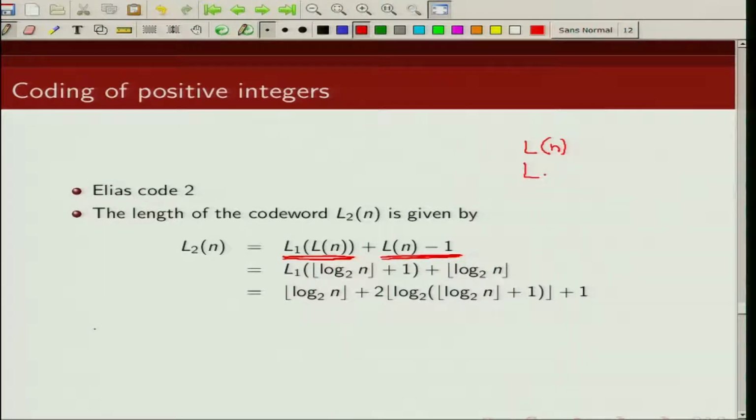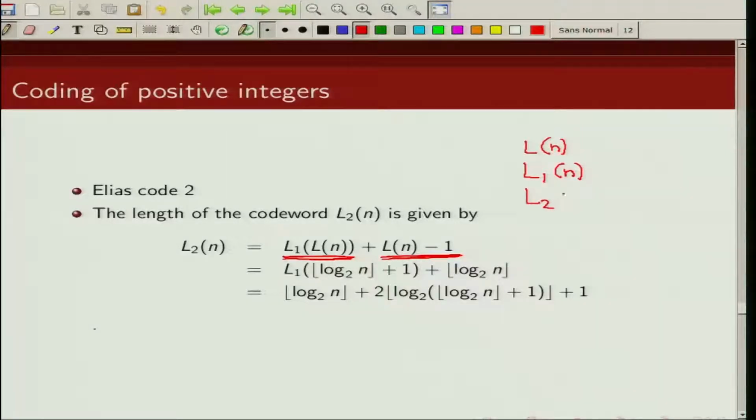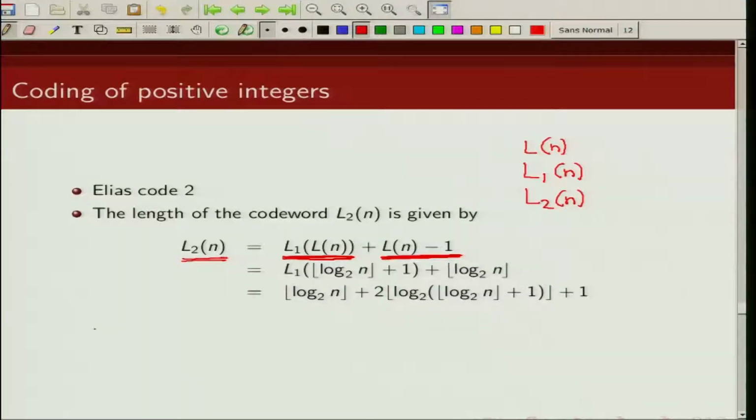I am using this notation L1 n to denote the length of the code word which has been encoded using Elias code 1, and I am using this notation L2 n to denote the length of the code word which is encoded using Elias code 2. So the length of the code word for Elias code 2 is, the first part is Elias code 1 of length l n, and the second part is the binary representation of the number with leading 1 removed. So its length will be given by this.